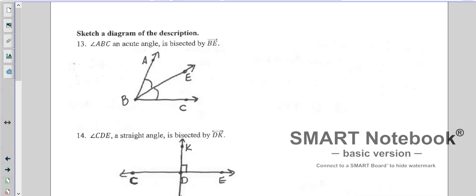It says sketch the description, the diagram. So ABC. You start by just drawing any angle. It doesn't matter. You don't have to be perfect with it. It could look like this. Doesn't matter. It could be obtuse. It could be right. Does not matter. It could be straight.